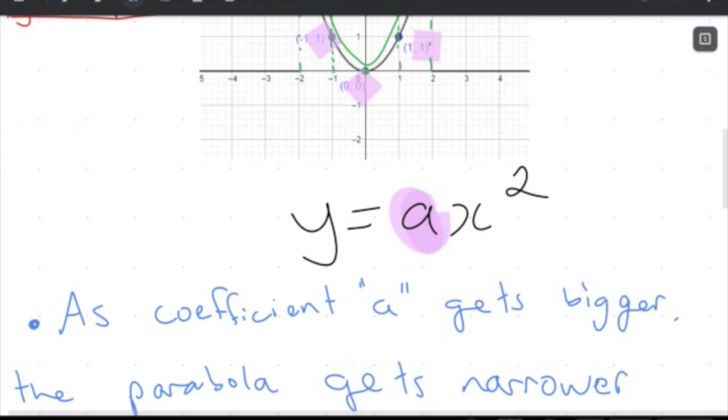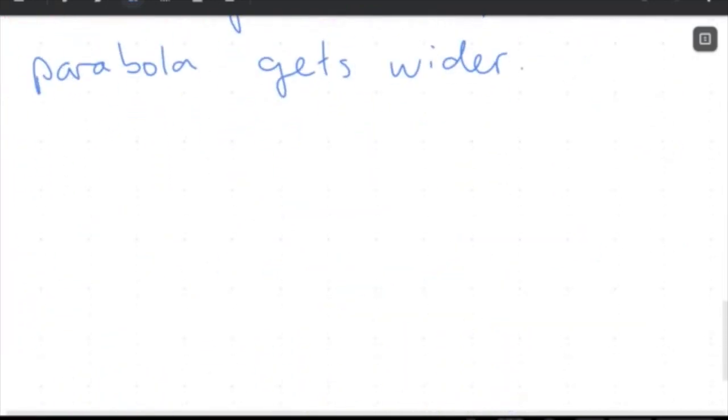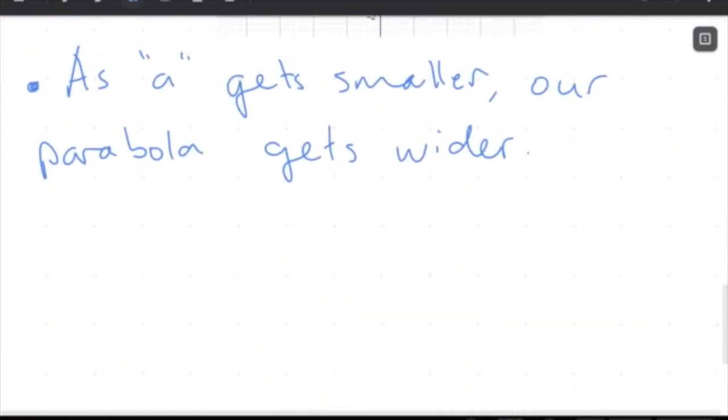You will hopefully see, if you follow on with this, that it's going to follow the same patterns we talked about here. As a gets bigger, the graph gets narrower. As a gets smaller, my parabola, my graph, gets wider.